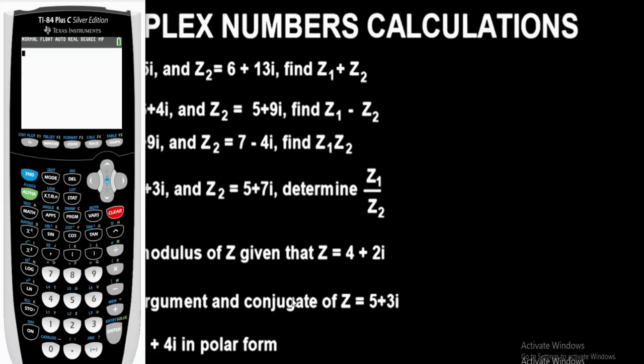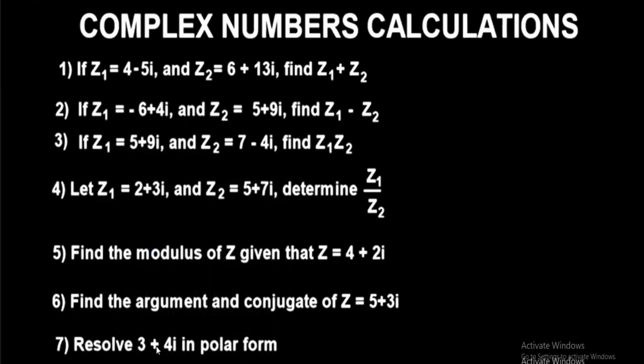Now to get a conjugate, just go back to maths. Alright, come to complex. So conjugate is option 1. Alright, so conjugate of what? 5 plus 3i. Second and this button. Close the bracket. Alright, press enter. So we have it to be what? 5 minus 3i. So that's it, guys. So for the last question, resolve this value 3 plus 4i in polar form.